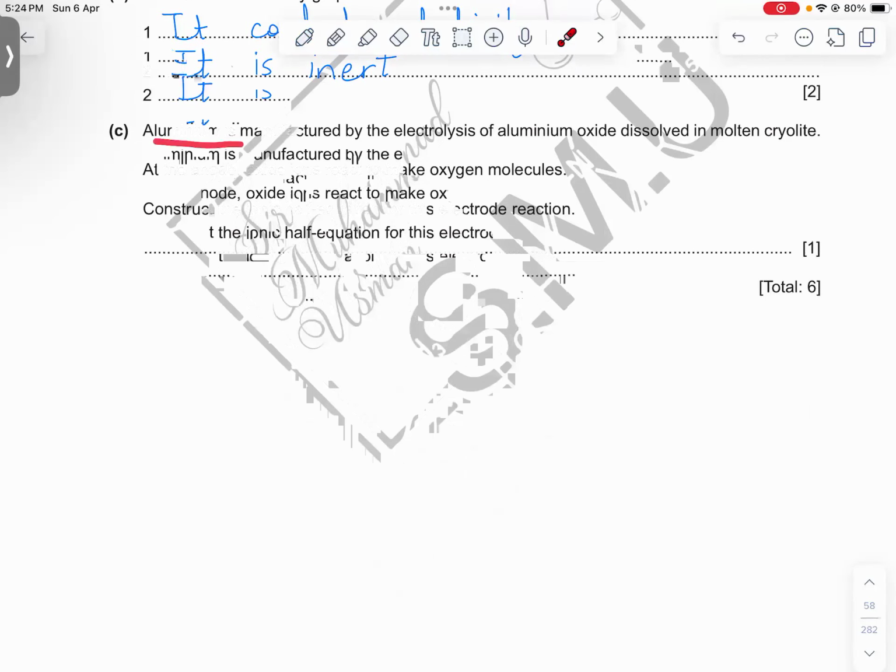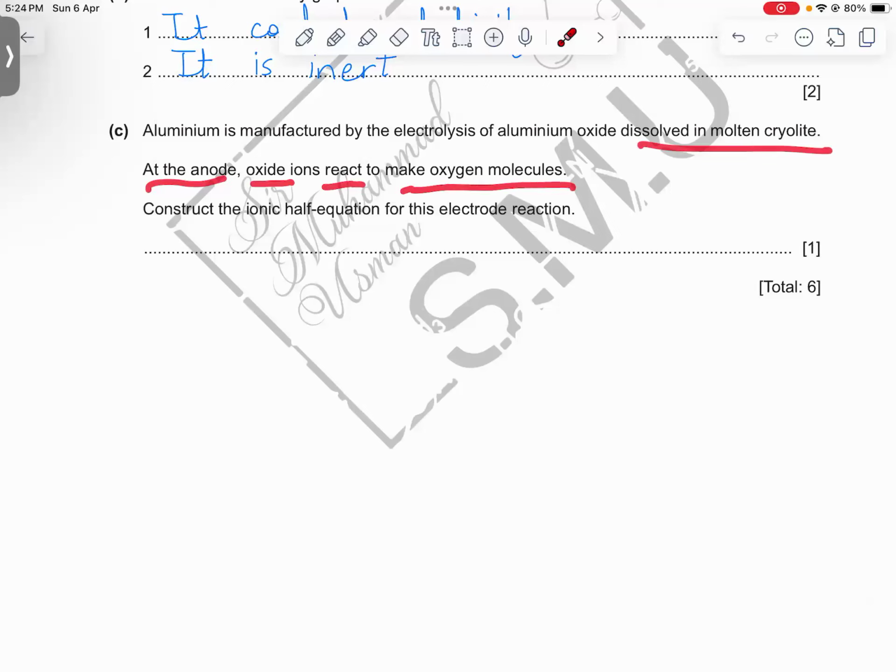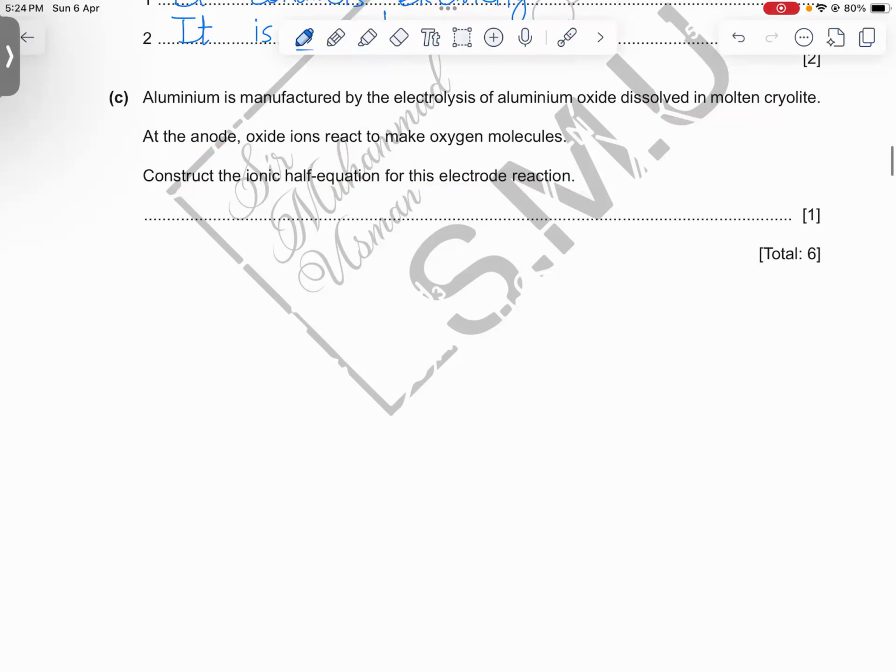Next, we have aluminum is manufactured by the electrolysis of aluminum oxide dissolved in molten cryolite. At the anode, oxide ions react to make oxygen molecules. Construct the ionic half equation for this reaction, all right? So oxide ions are turning into oxygen molecules. At anode, we always see oxidation, loss of electrons, all right? So O2 forms, and since each oxide loses two electrons, formation of O2 means two oxide ions are discharging. So four electrons must be removed, and we should put a 2 over here to balance the equation, all right? This is liquid and this is gas, all right?